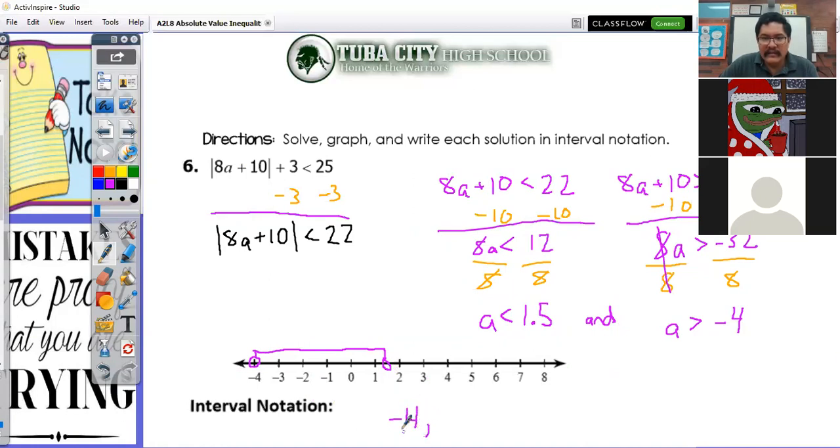Last thing, interval notation. Neither one is included. So we're going to use parentheses, and it just goes from -4 to 1.5. And there we go.